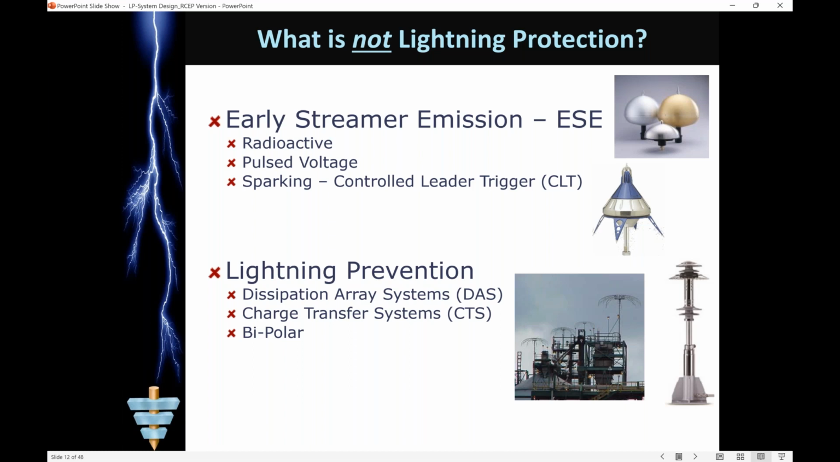You also have some materials that are considered lightning prevention, dissipation array systems, charge transfer systems. Neither of these strategies have been accepted by the U.S. standards body. So we're not trying to attract or repel lightning. What we're saying in a Franklin rod system is that if lightning does strike a facility, we're going to design that system so that it's going to take that strike safely to ground, and there's not going to be any damage to the structure or to the electronic equipment.